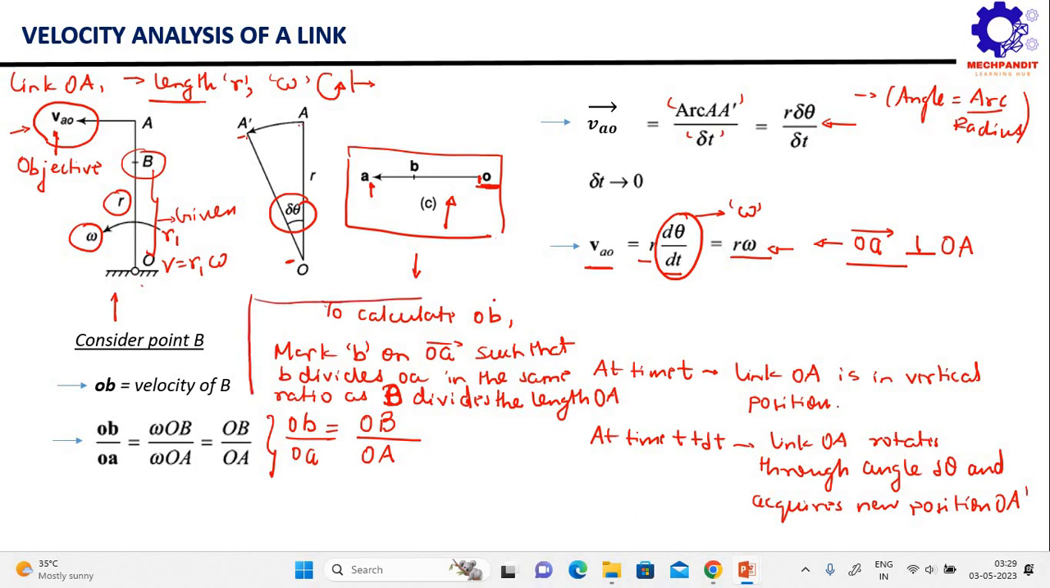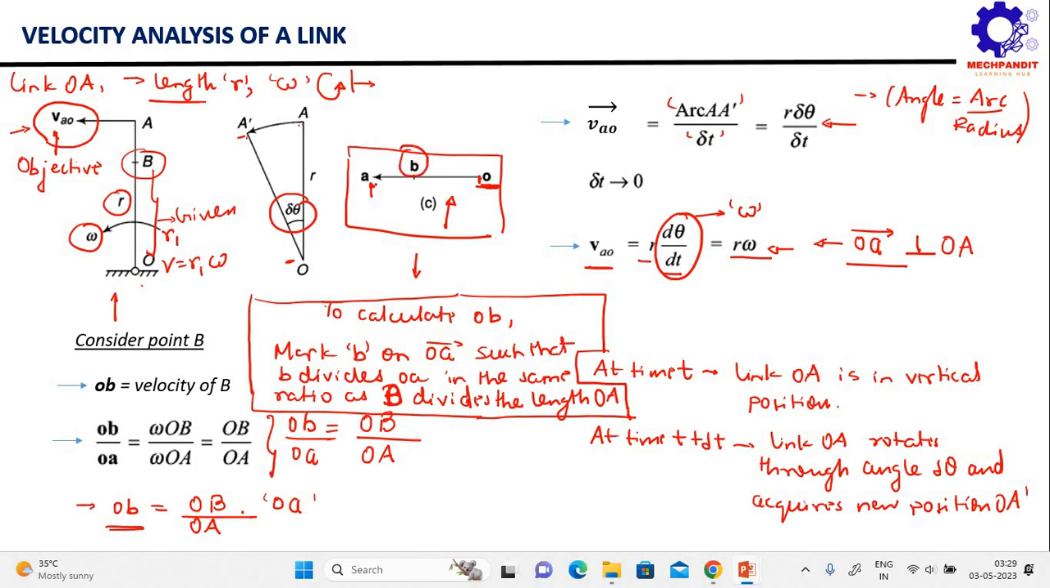This point becomes very important because it will be used in further analysis of mechanisms, right? So we can simply say that ob upon oa is equal to capital OB divided by capital OA. From here you can calculate the length ob, which is simply OB divided by OA multiplied by small oa, and then once you calculate this length ob, you can mark this point b on the vector oa, right?